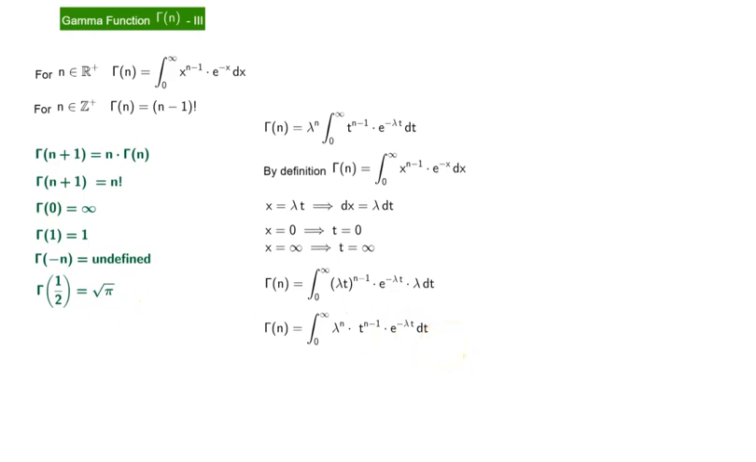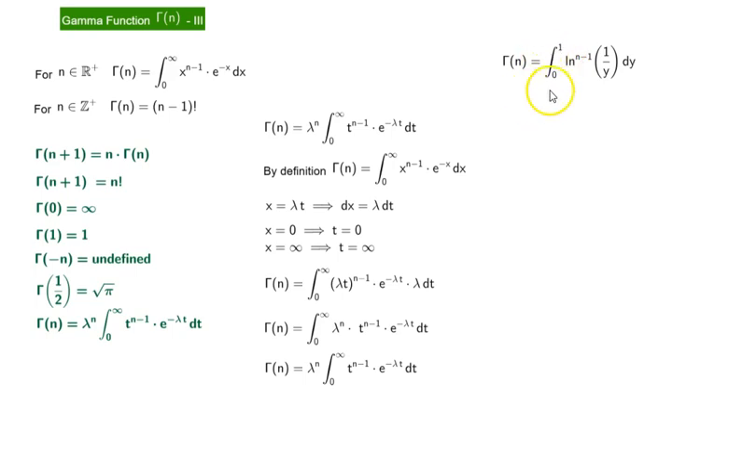Now lambda to the power of n is a constant, so it comes out of the integral. So we have gamma of n is equal to lambda to the power of n times the integral 0 to infinity of t to the power of n minus 1 times e to the power of minus lambda t dt, which is what we had to show. So we have another identity here. Okay, now let's look at another one.